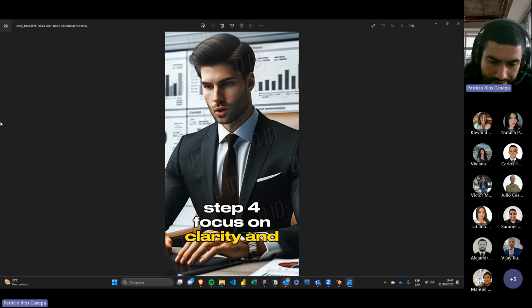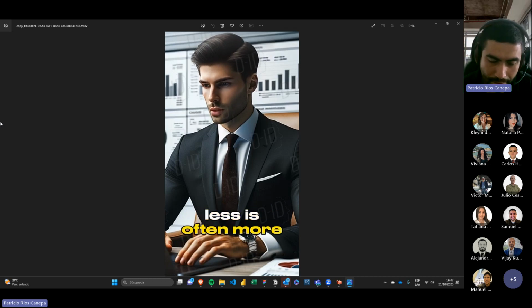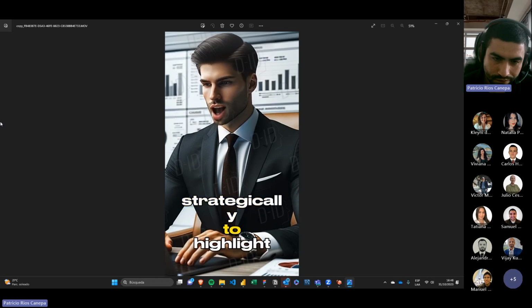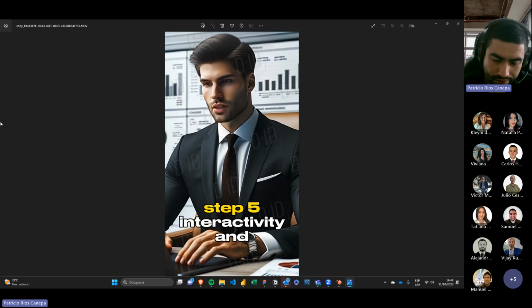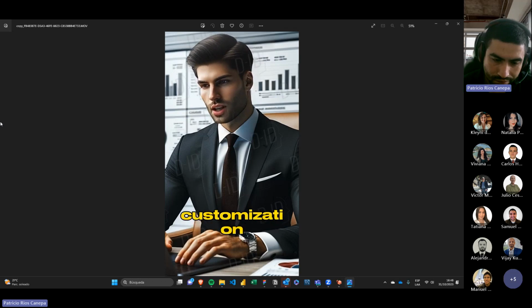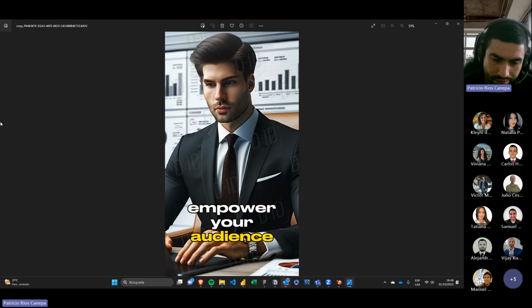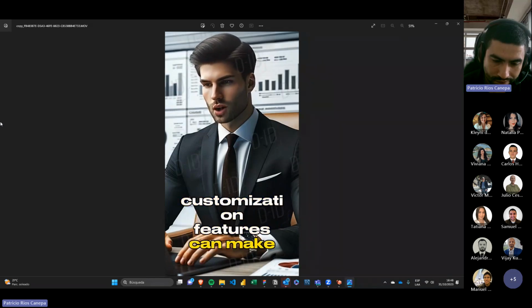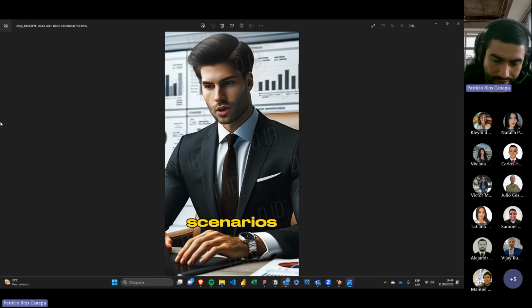Step 4. Focus on clarity and simplicity. Less is often more. Avoid clutter, focus on clarity. Each element on your dashboard should serve a purpose. Use color, size, and placement strategically to highlight key insights and trends. Step 5. Interactivity and customization. Empower your audience. Incorporate elements of interactivity to allow users to explore data on their terms. Customization features can make your dashboard adaptable to various needs and scenarios.